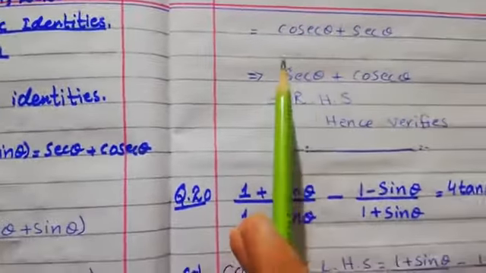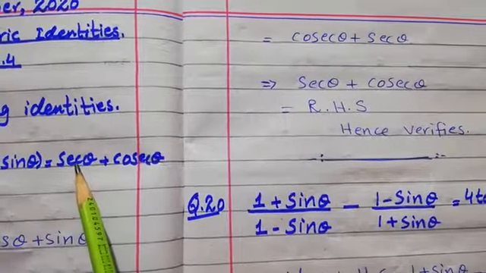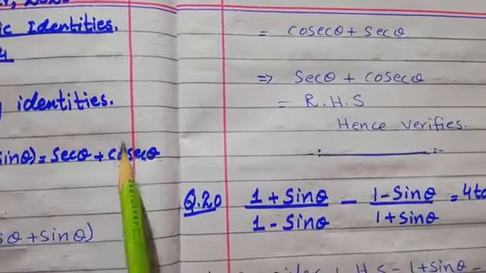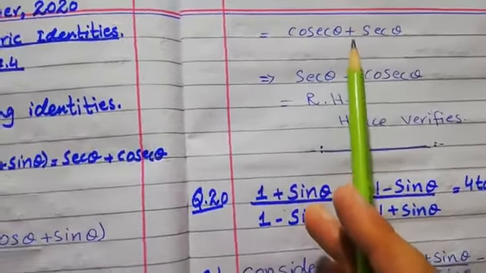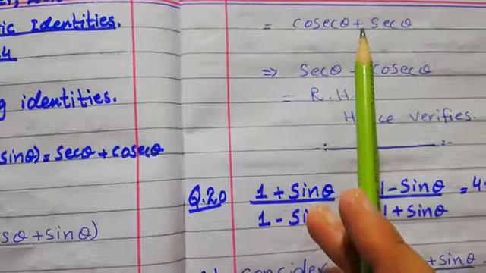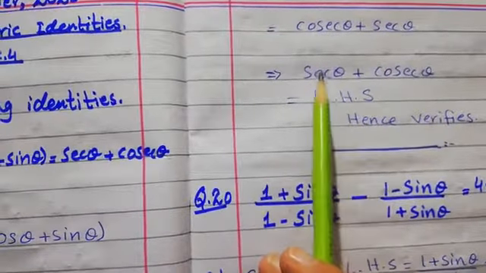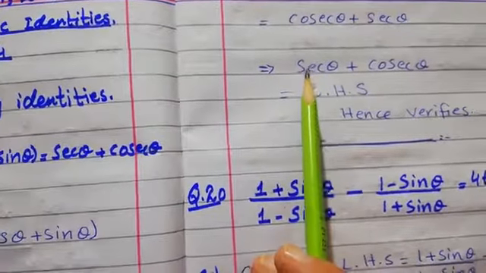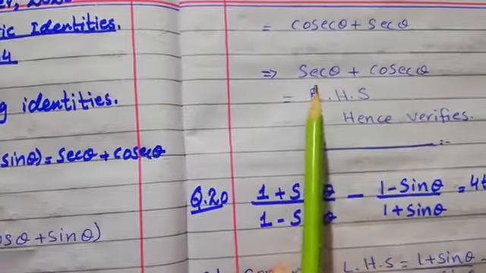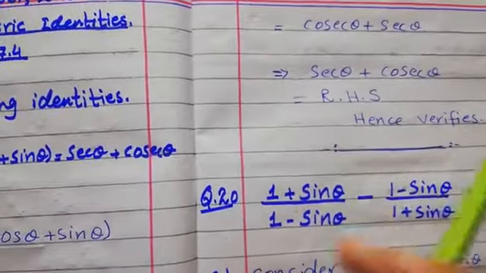So according to our right hand side, you can observe these two sides here. The right hand side is equals to secant theta plus cosecant theta. So we will change the order. But if you do not want to change this, then it's okay. First we will change this and write secant theta plus cosecant theta, which is equals to the right hand side of the equation, and hence we verified our answer.